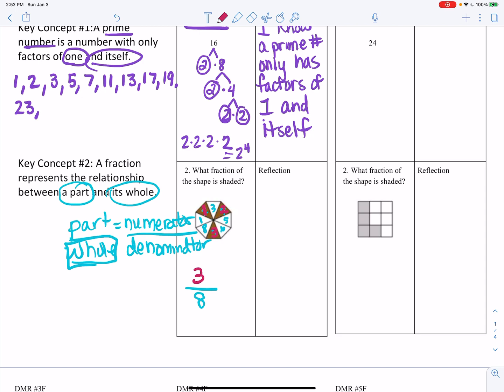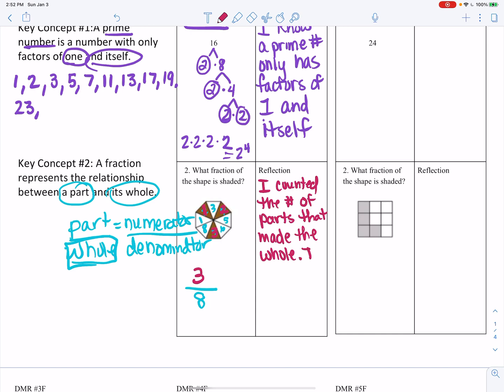Reflection: I counted the number of parts that made the whole. This is the denominator.